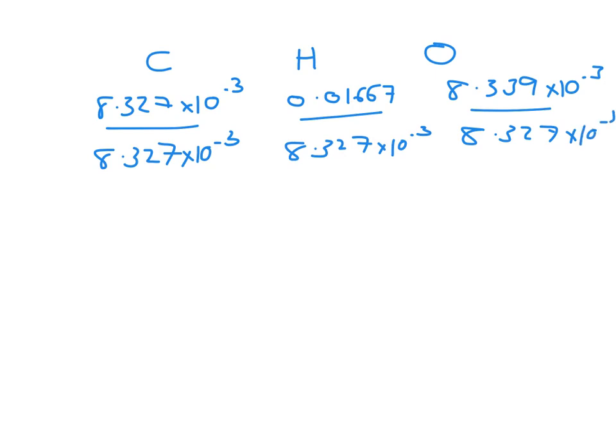And if you do that, you get 1 to 2 to 1. So the empirical formula is CH2O.